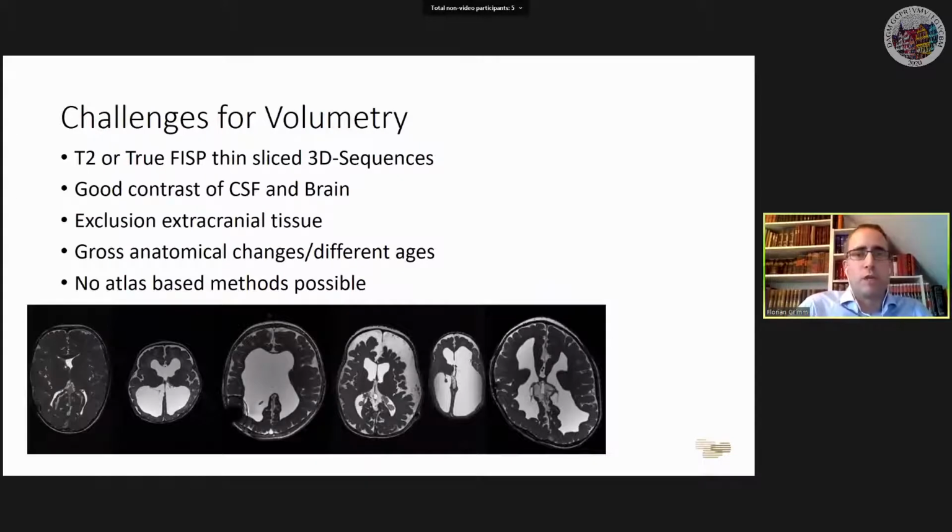So in clinical routine, we have quite a good basis for volumetry. In children, frequent MRIs are performed. Usually, we use thin sliced 3D T2 sequences, which provide a very good resolution of around 1 millimeter isovoxel and an excellent contrast ratio of the brain to CSF. For the volumetry, first the extracranial tissue must be excluded, and very challenging is indeed the large anatomic variability which we see in children. So below I've depicted a selection of different patients, and here obviously atlas-based classical methods are not applicable.